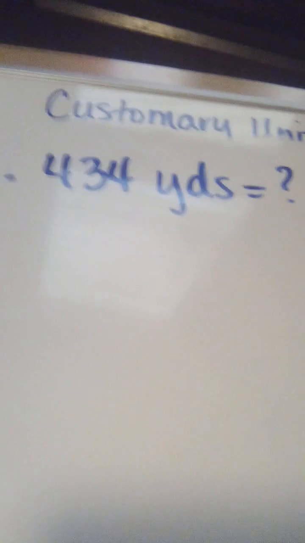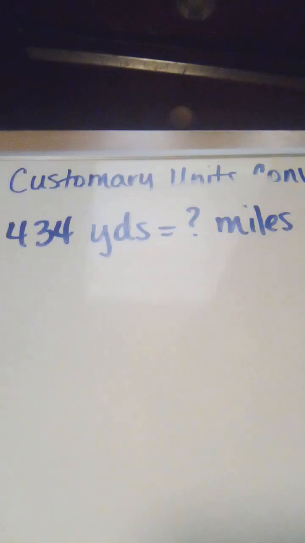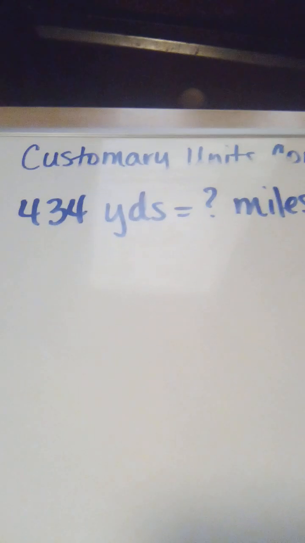We have 434 yards converted to how many miles? All right. So 434 yards on 6B equals how many miles? First initial thought. How many yards are in a mile? Remember? 1760, right? It's going to be the same thing from 5B. We convert 434 yards.